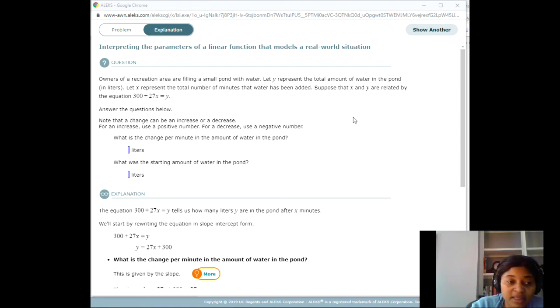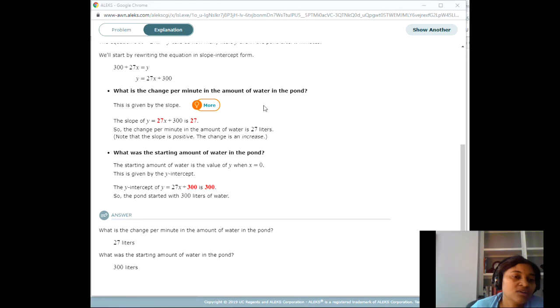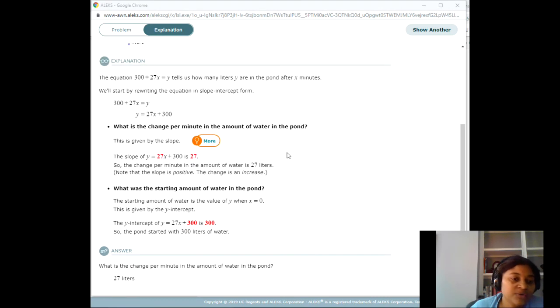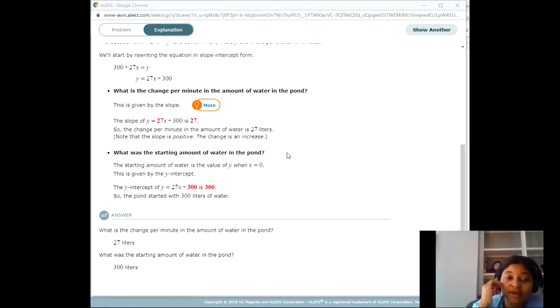Okay, and then it says, what is the starting amount of water in the pond? And we will simply say 300. So it's all a matter of interpretation. You can go ahead and read all of this out, but this is not a problem that you necessarily have to work out. There's nothing to work out. This problem just requires you to interpret what it is that you're reading.